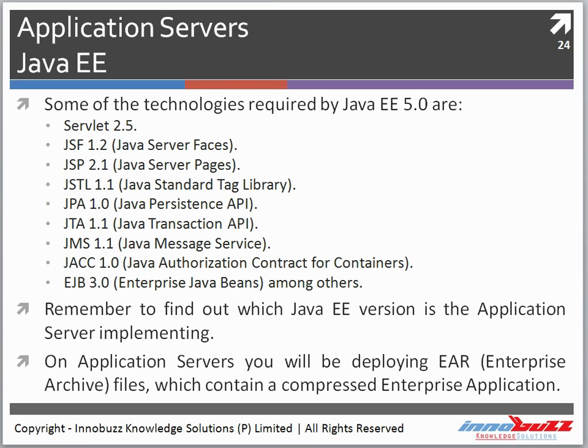Here's a list of the Java EE 5.0 technologies. This is the other thing important about Java EE, which is the version. As you can notice, there's a big difference between the 5 and 6 technologies version.